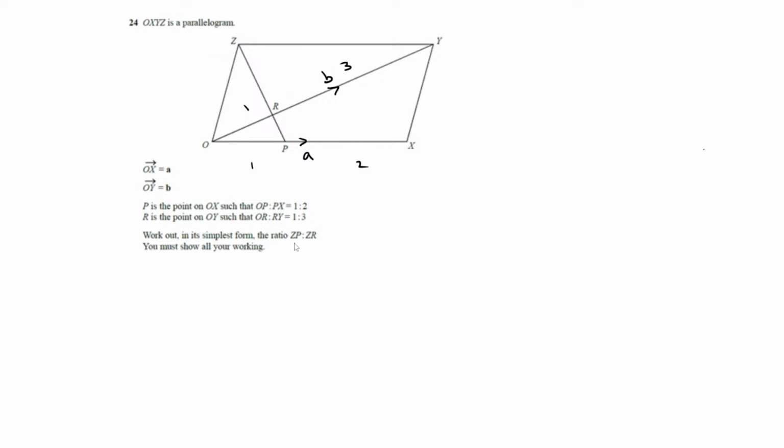Work out in its simplest form the ratio ZP to ZR. Oh, it's crossing through, isn't it? I feel like this seems similar. The mark scheme doesn't say the same thing, but let's see. So they want ZP as a whole thing, and then ZR as a smaller part. So it's not the 2 pieces, it's the whole line and then a smaller part of the line. So we also have to pay attention to which part it's referring to. I think basically you just have to work out those 2 vectors and then take the coefficients to make it into a ratio. That's my assumption.